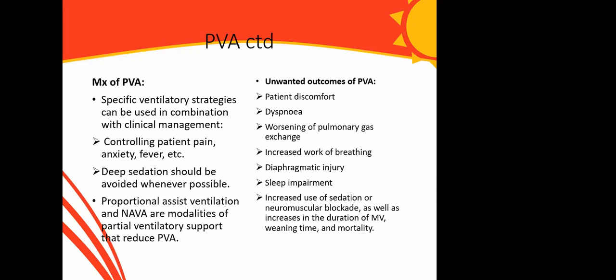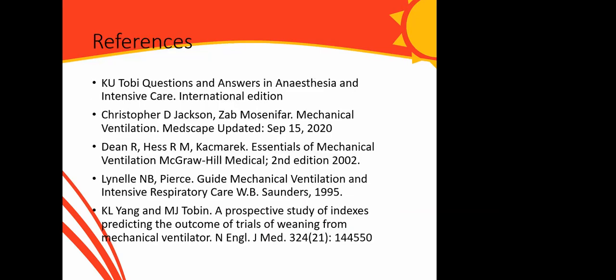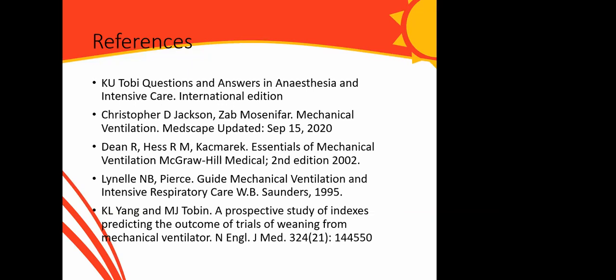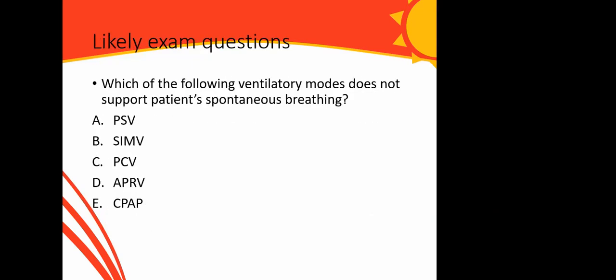There are specific ventilatory modes that assist in preventing or managing patient ventilator asynchrony. And like I mentioned before, proportional assist ventilation and neurally assisted ventilation are strategies that help to reduce patient ventilator asynchrony. All right, so I think we've come to the end. These are some references that you may want to look at.